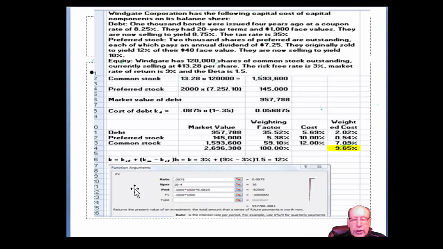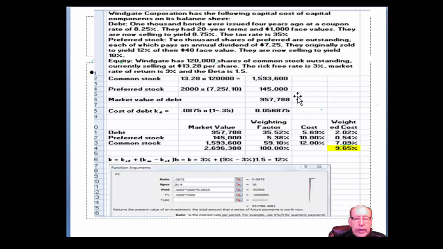We also have preferred stock. We had 2,000 shares, and we don't know what the market value per share is, but we can calculate it. The way to do that is to take the $7.25 dividend rate and divide it by the yield. That'll give us $72.50. So if we take $72.50 times 2,000, that gives us our $145,000 market value.